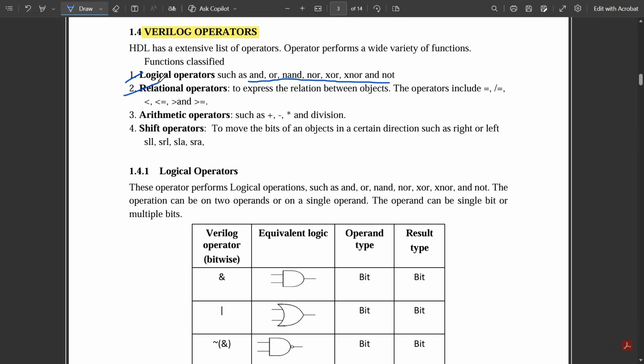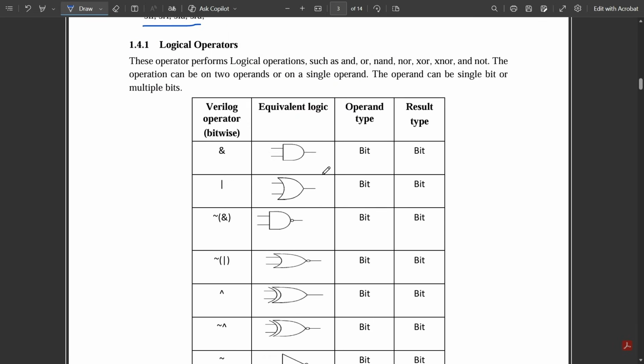Okay, next we have the relational operators. This is basically used to express the relation between two objects. Okay, so these are some of the relations: equal to, not equal to, greater than or equal to, less than or equal to. Between two bits or between two objects these relational operators are used. After that we have arithmetic operators. It is used to perform arithmetic operations such as addition, subtraction, multiplication, and division. Then we have shift operators. It is used to move bits of an object in a certain direction, such as left shifts or right shifts. So these are the operators which are used under shift. Okay, so these are the operators which we are going to be discussing in this video, starting from logical operators.